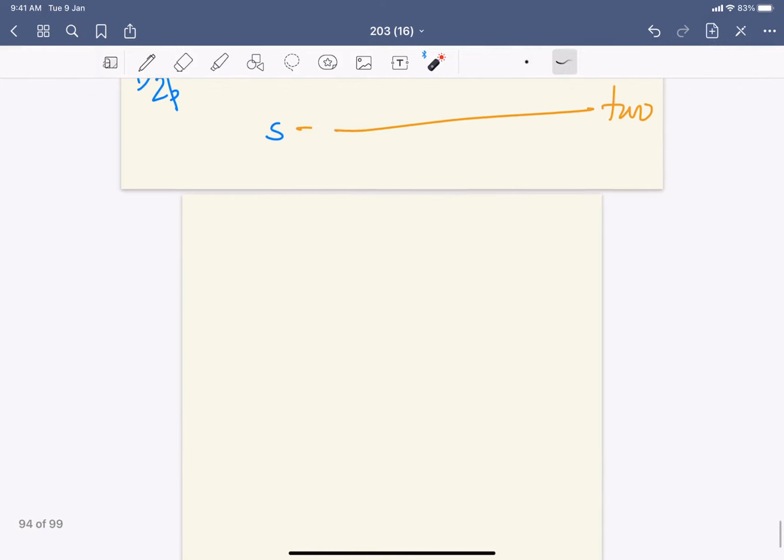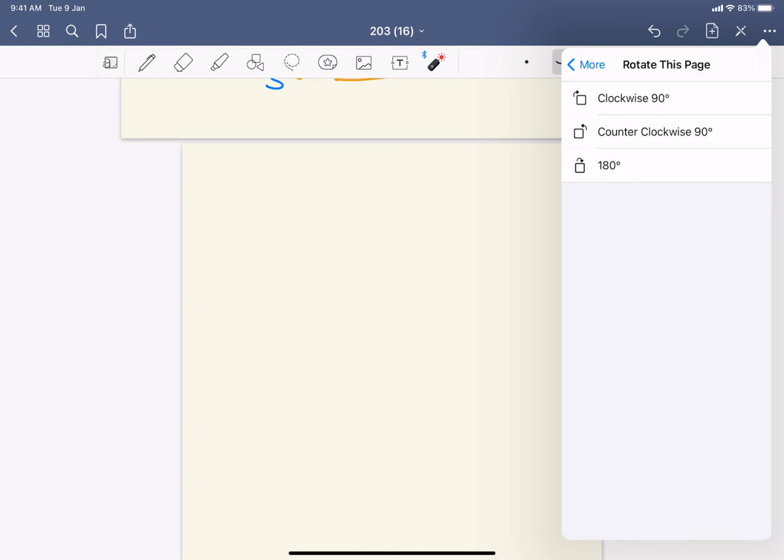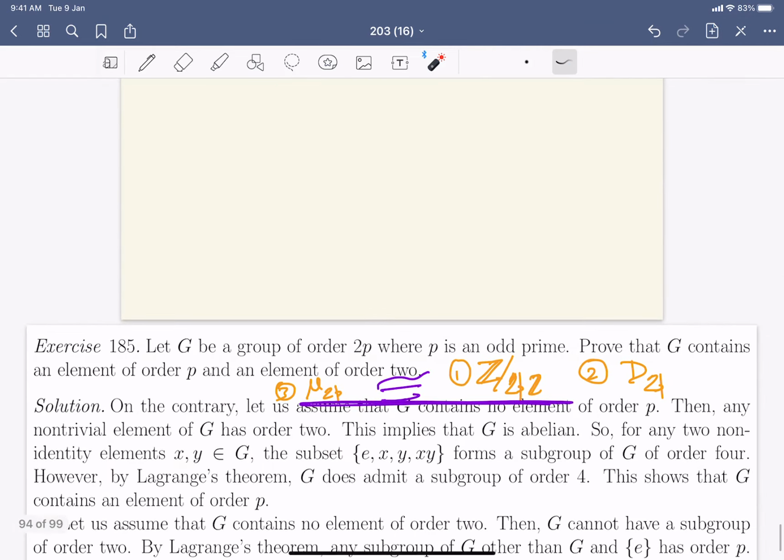So, current template, and then rotate this page. We start with a group G of order 2p, and we assume that it contains no element of order p. Now if you pick an element g from G, and assume that g is not the identity, then what are the possibilities for the order of g?